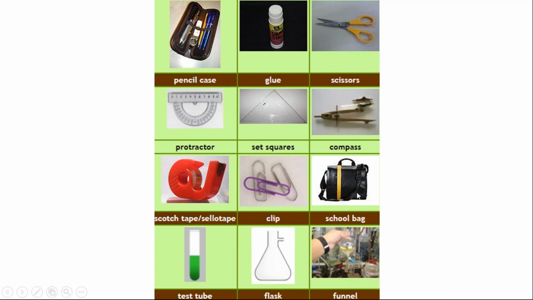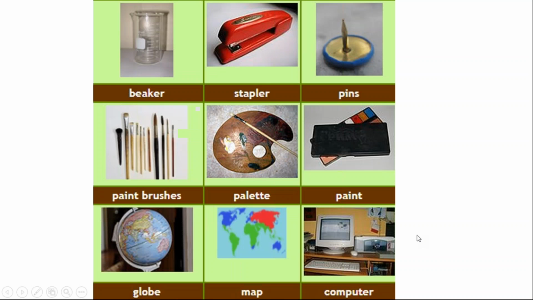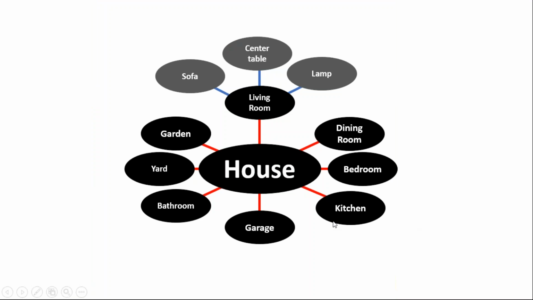We have the clip here, school bag, the test tube in the case of a laboratory. We have the flask with the thing and the funnel. Right? We can have a beaker, a stapler, the pins. These are the pins. The paint brushes, the palette, the paint, the glove, the map, or the computer. Right? So we have a lot of different things.